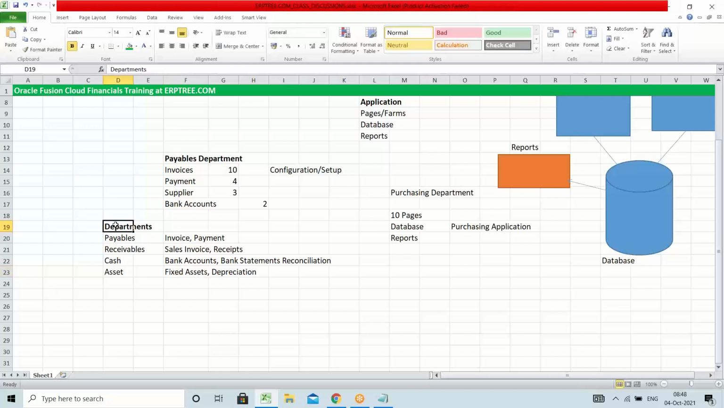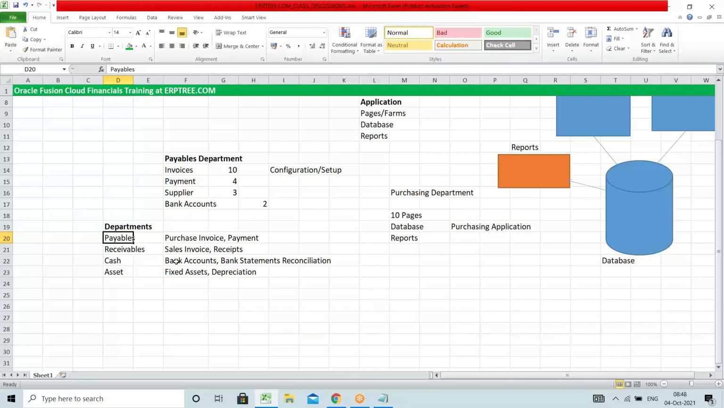I'm just taking a few departments' names for our discussion. The payables department is responsible for maintaining the invoices, or you can call them purchase invoices. The payables department's responsibility is maintaining the purchase invoices and processing the payments. The receivables department's responsibility is creating the sales invoices, that means billing the customers. And once the customer makes the payment, they will receive it. We call that a receipt. You can call this a cash receipt, a customer payment, anything.